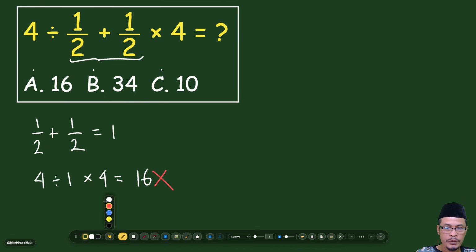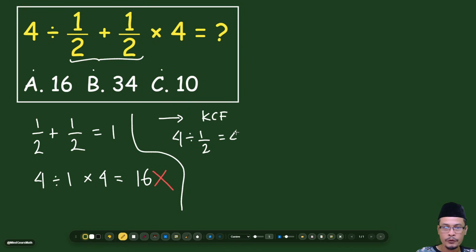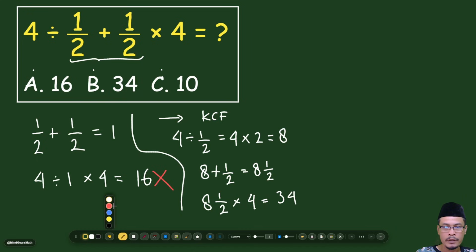And some of you just do it left to right. Remember the KCF rule. 4 divided by a half is equal to 4 times 2 equals 8. And then 8 plus a half is 8 and a half. And then 8 and a half times 4 equals 34. But no, this is also wrong.